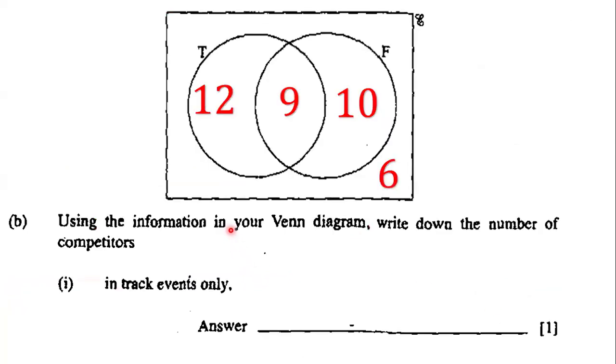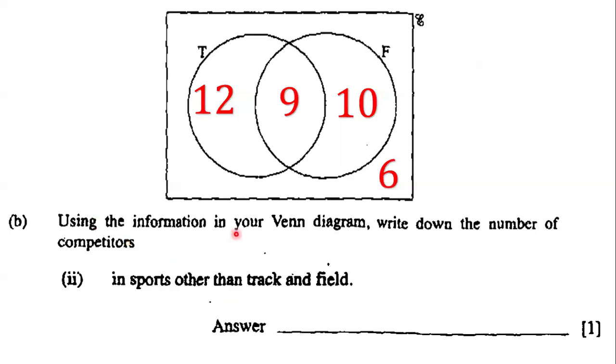Now let's move on to the next question. It says, using your Venn diagram, write down the number of competitors in track events only. Now they want us to write down the number of competitors in track events only, and that's going to be 12. There are 12 competitors that competed in track events only. And I know I was saying students, but the word's supposed to be competitors. There are 12 competitors that competed in track events only.